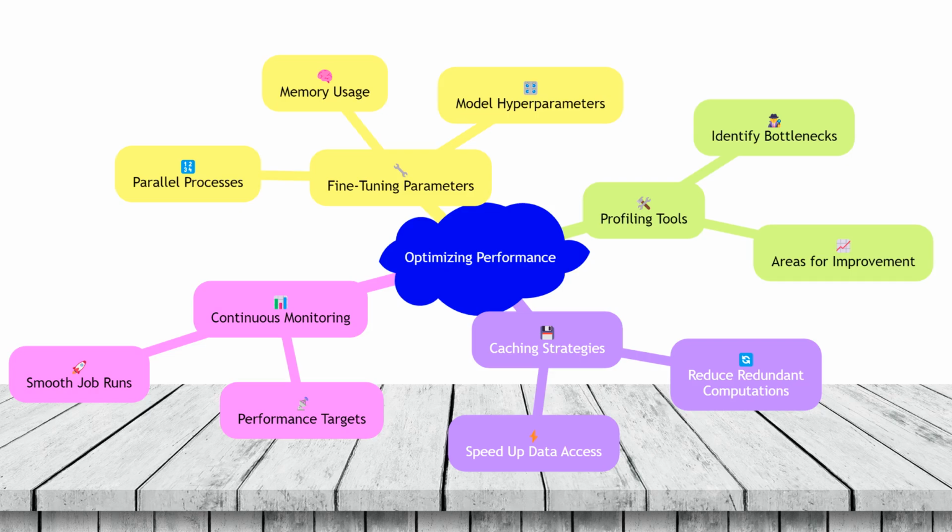Additionally, implementing caching strategies can reduce redundant computations and speed up data access. By continuously monitoring and optimizing performance, you can ensure that the job runs smoothly and meets its performance targets.